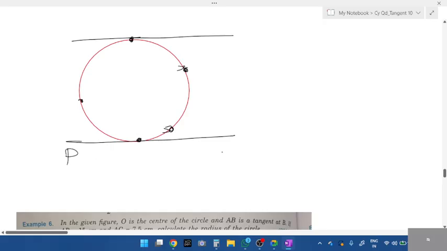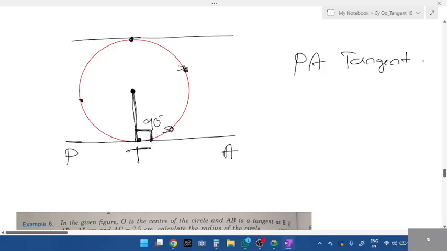Okay, so P and A. PA is a tangent here. Then the single point which touches, I'll name it as T. This is D. Now there are two or three properties for tangent. First, from the center, if I draw a radius like this, this radius will touch the tangent line, and the angle formed here will be 90 degrees. This is the first concept. Angle formed is 90 degrees.